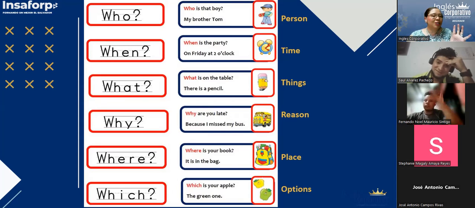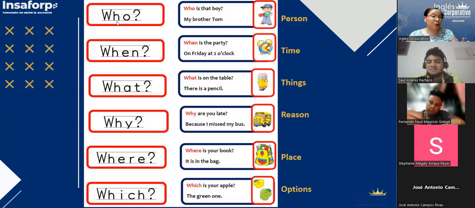Right now we are just introducing the WH words. Now we are just identifying that we use WH words to ask questions. Who is, when we need to ask for information about a person, when, about time, what, about things, why, about reasons or explanations, where, about places or locations, which is for options or something specific, and we have others.